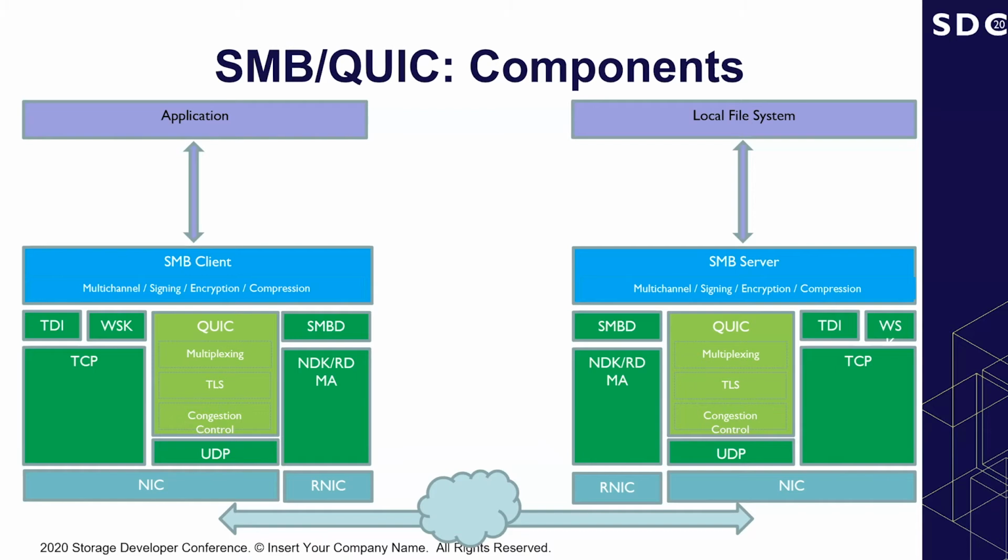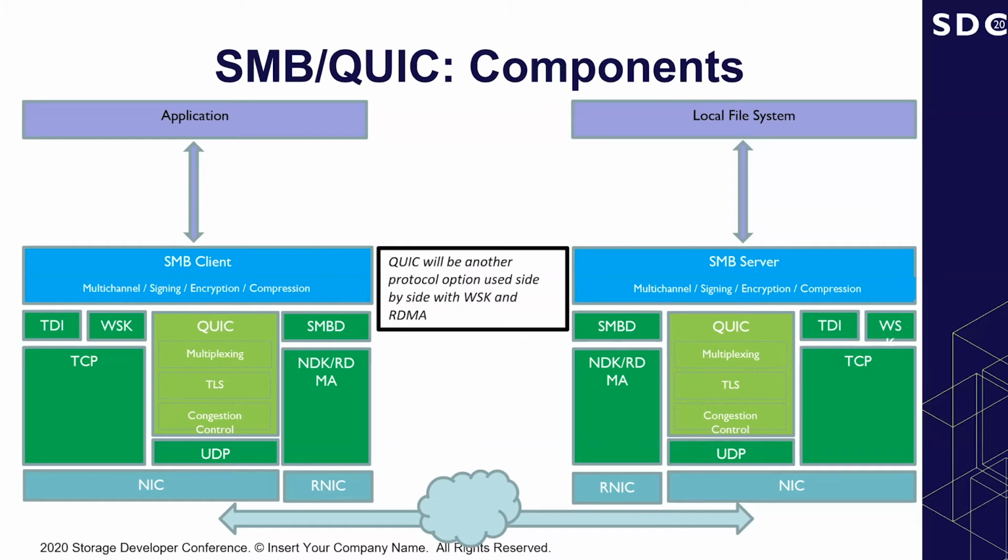From the transport, it's handed over to the SMB server, where all the SMB functionality happens, and then it queries the local file system and gets the data. Now, alongside these other protocols like TCP and SMB Direct, we are adding QUIC. And we get all the functionalities that QUIC provides along with this.